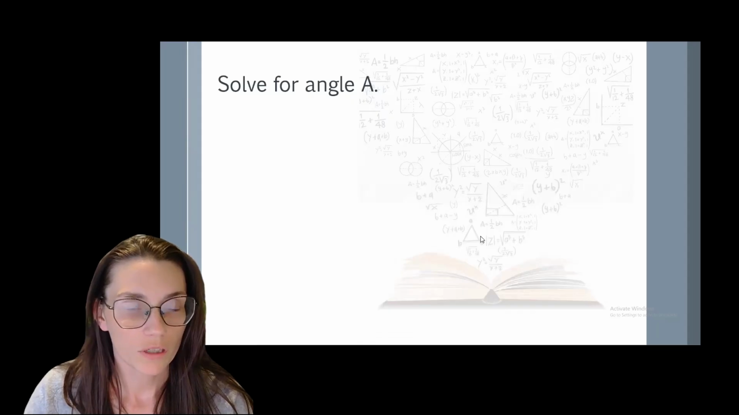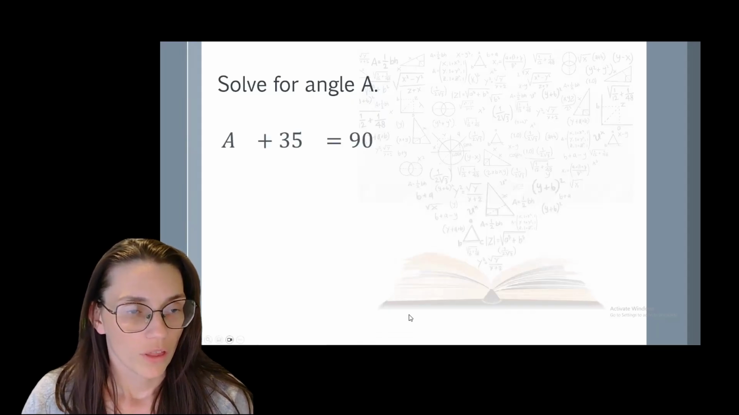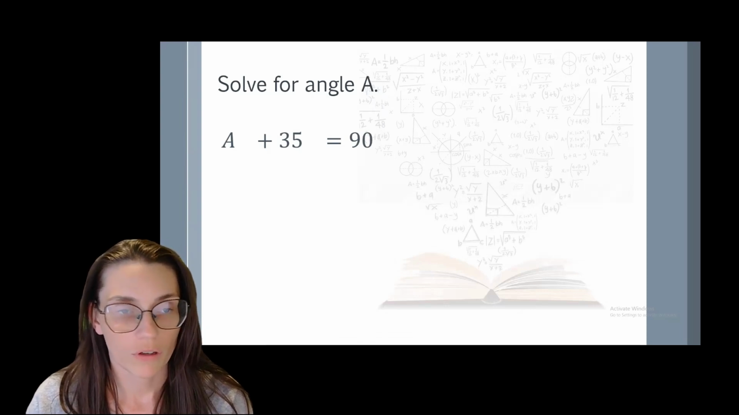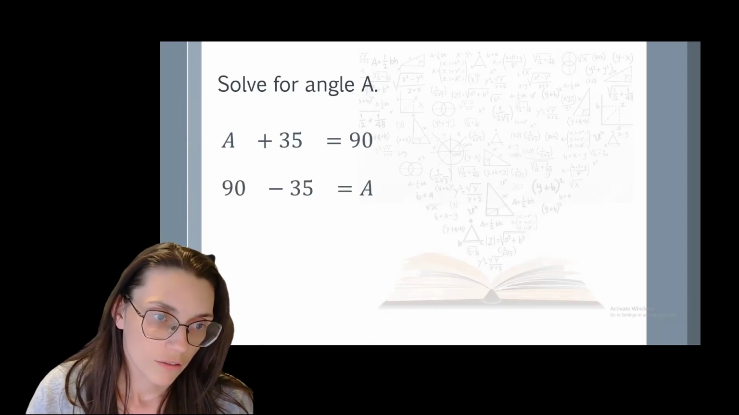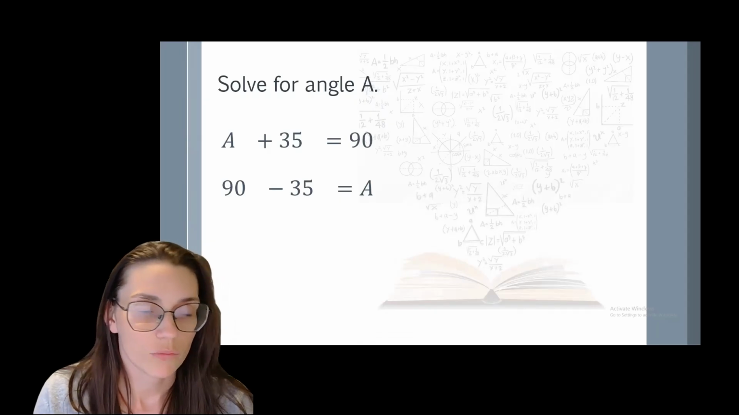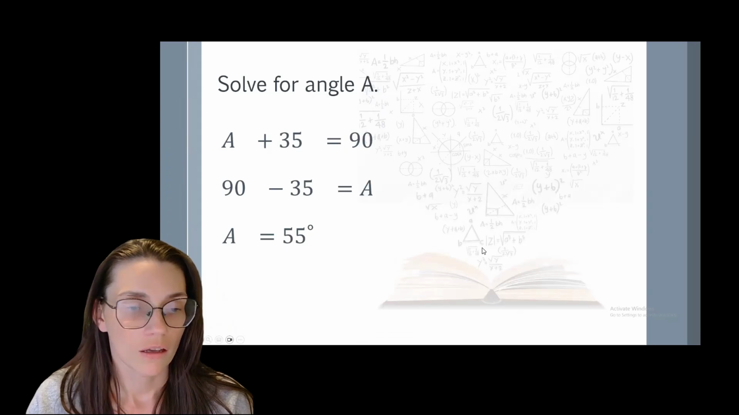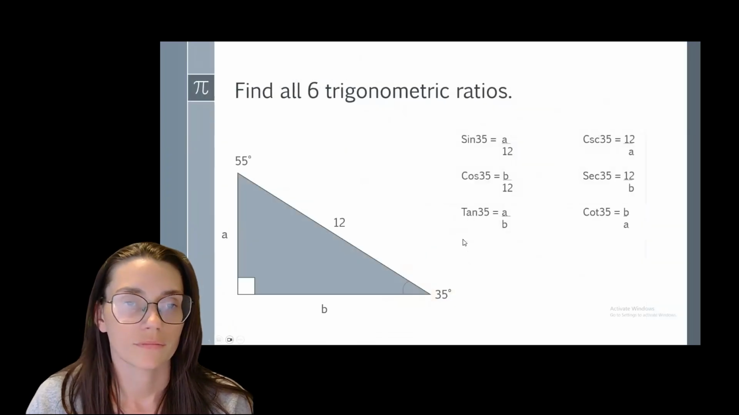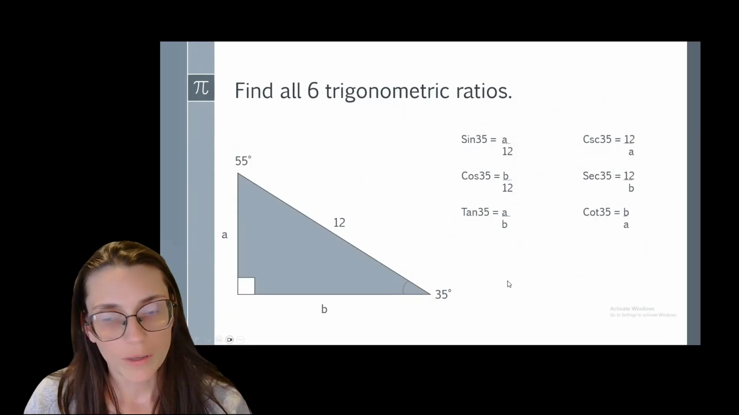Now, the first angle that we're going to solve for is A. So we know that A plus 35 should be 90. We do have one of the angles, so this is an easy one to solve first. If we subtract 35 from both sides, then we have 90 minus 35 equals A. Therefore, A will equal 55 degrees. Now that helps us a little bit.